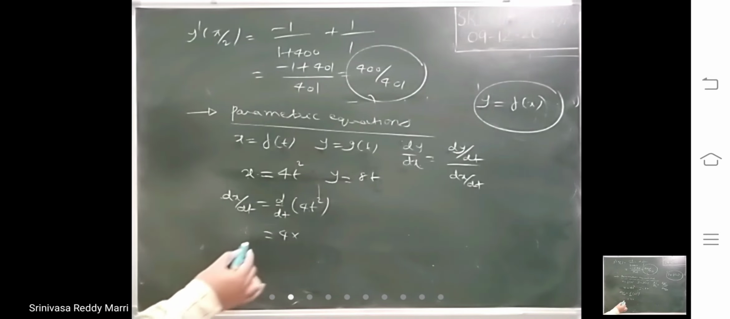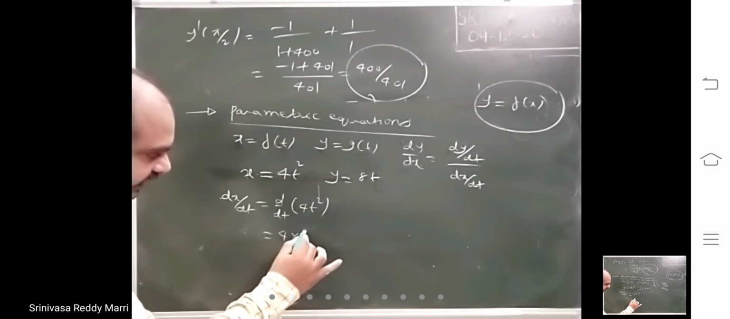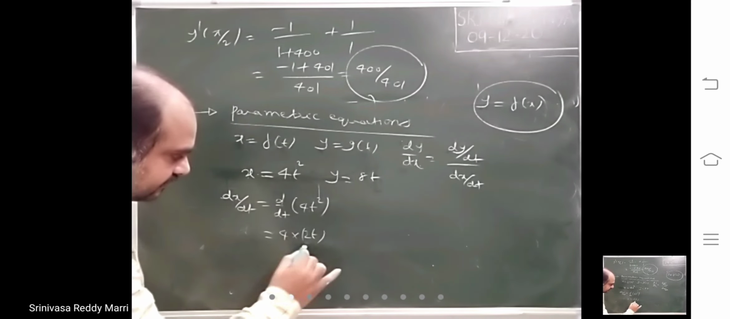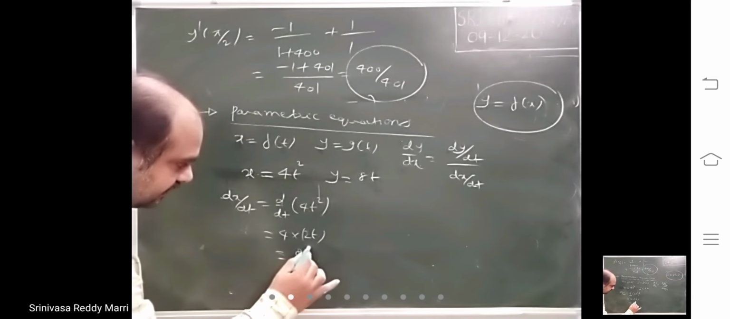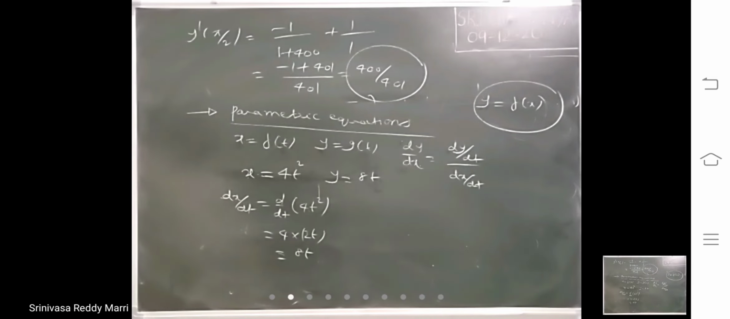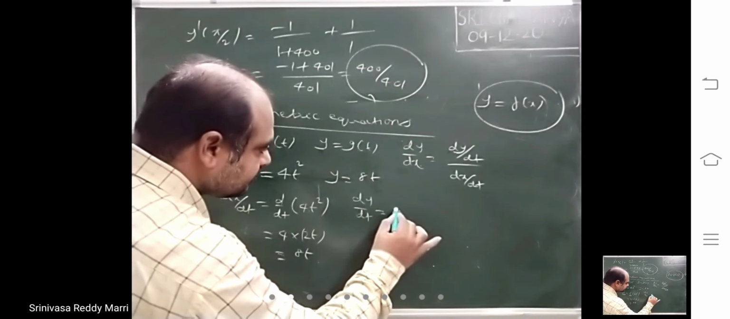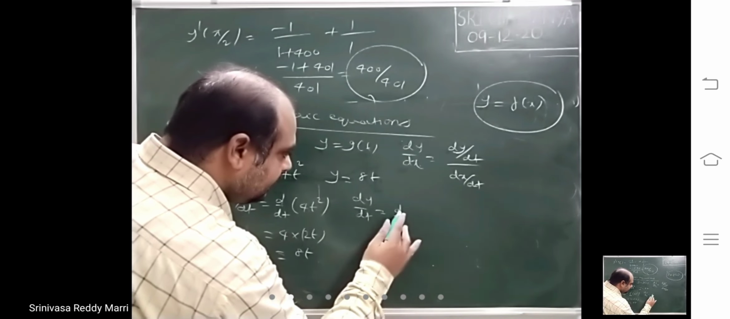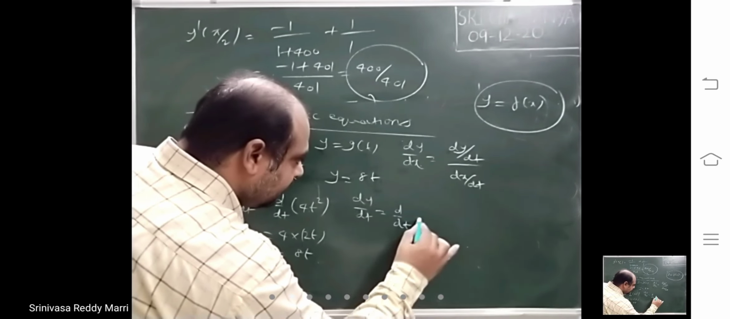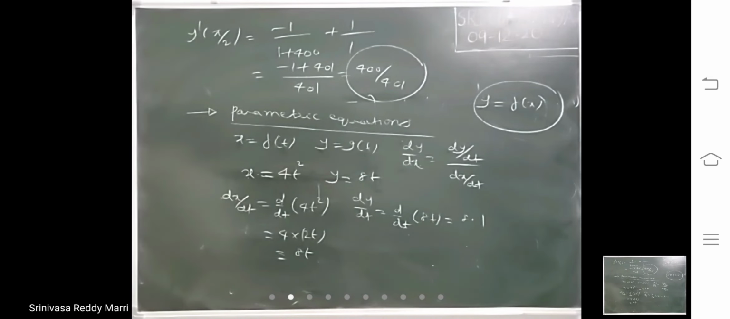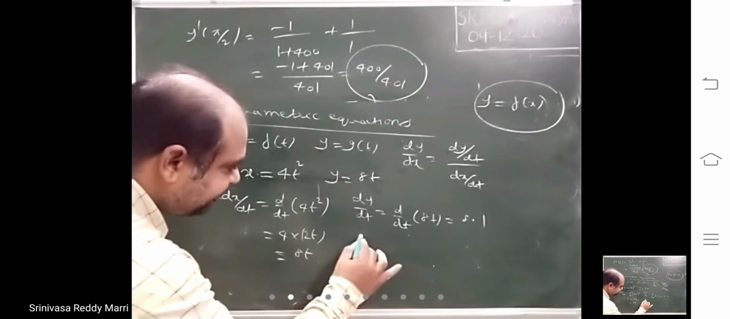That formula only. t power n, that means 2t, so this is nothing but 8t. Now dy by dt is nothing but d by dt of 8t. So 8 into d by dx of x is what? 1. Therefore dy by dt is this, dx by dt is this.